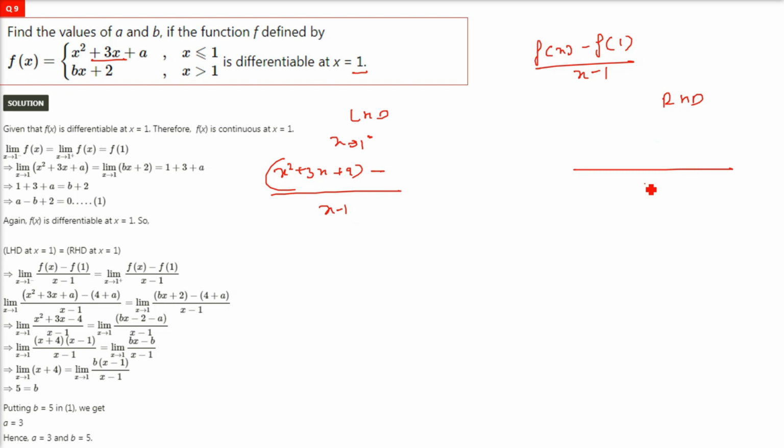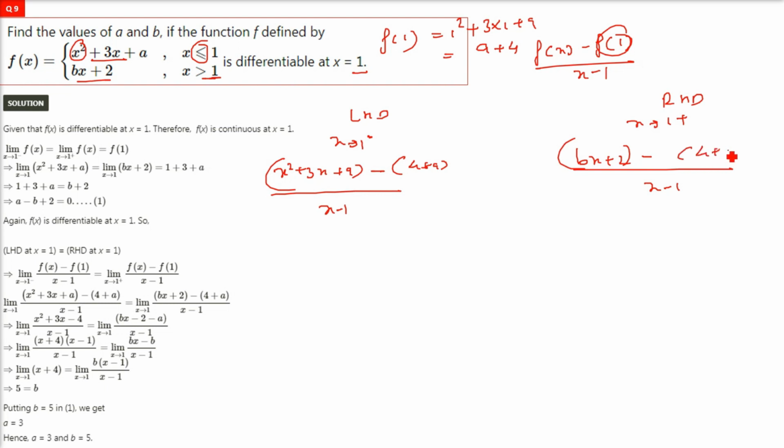X minus 1 in the denominator. Here also the same thing, the x minus 1 in the denominator. The function will change because you are now ahead of 1. So you are above 1, for that you have to use bx plus 2. So let us just write bx plus 2 here. And what is f(1)? Please remember, we have to use where x is equal to 1, and x is less than or equal to 1, so x equal to 1 is also given. Just put x as 1 here. So 1 square plus 3 into 1 plus a. You get 1 plus 3 plus a, that is going to be a plus 4. So just write a plus 4 or 4 plus a here. Here also a plus 4 or 4 plus a.